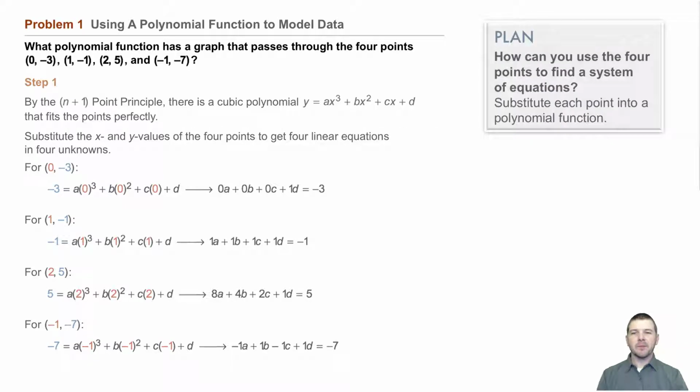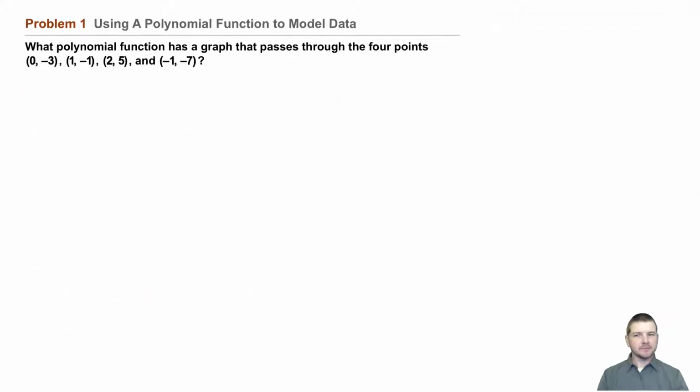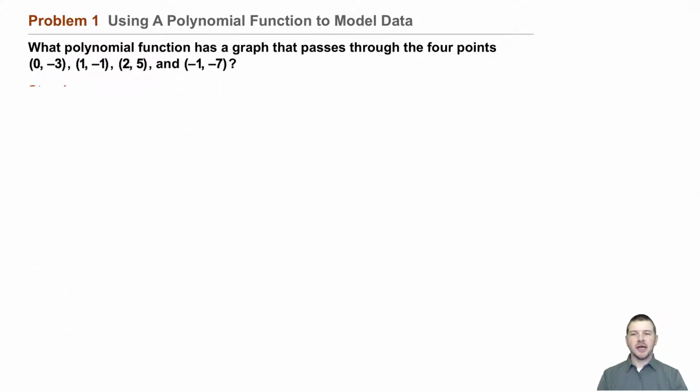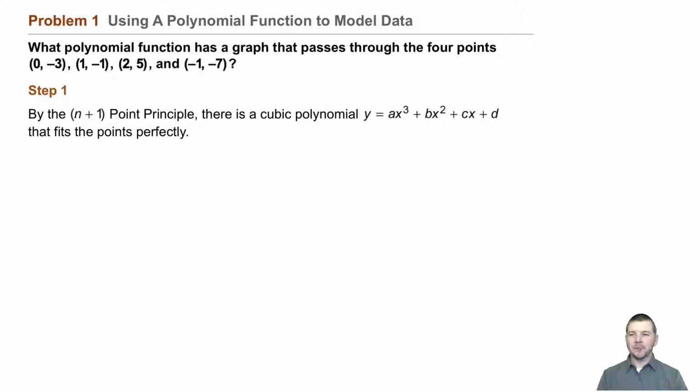Problem 1. Using a polynomial function to model data. What polynomial function has a graph that passes through the 4 points (0, -3), (1, -1), (2, 5), and (-1, -7)? Well, step 1. By the n+1 point principle, there is a cubic polynomial, in standard form y equals ax cubed plus bx squared plus cx plus d, that fits the points perfectly.